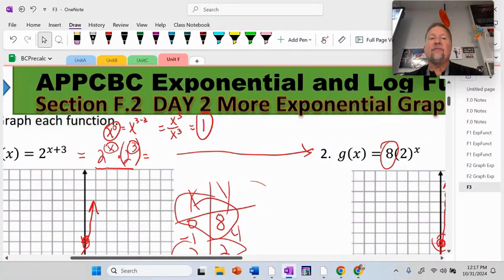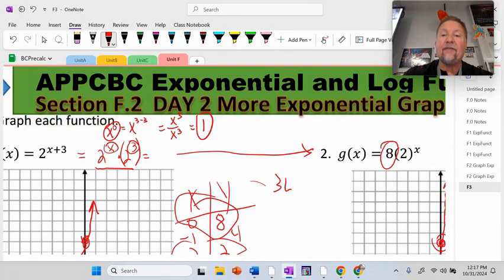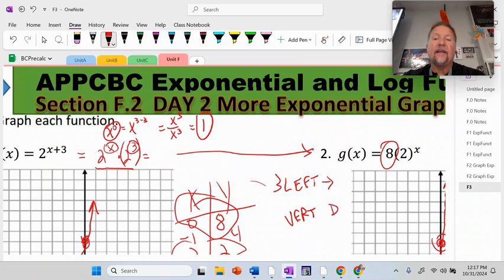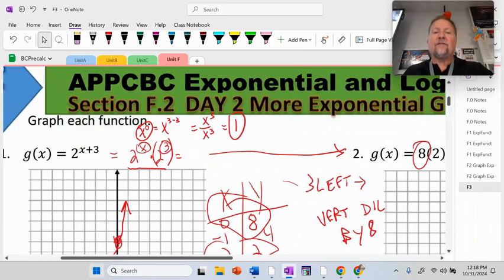Okay, so then what you come to find out is that 3 left actually equals, in an exponential sense, a vertical stretch or a vertical dilation by 8. They're equivalent scenarios here. It's strange. You've got to be careful. It's because the base is 2, and you've got to consider that. So strange, right? Knowing your transformations.